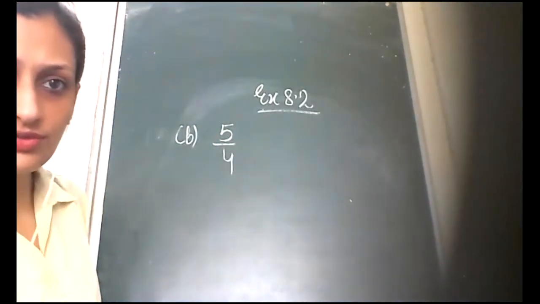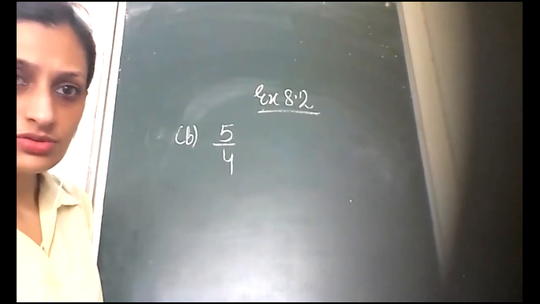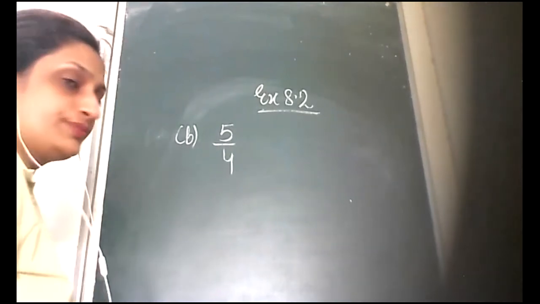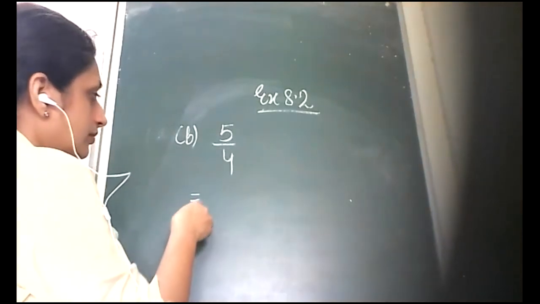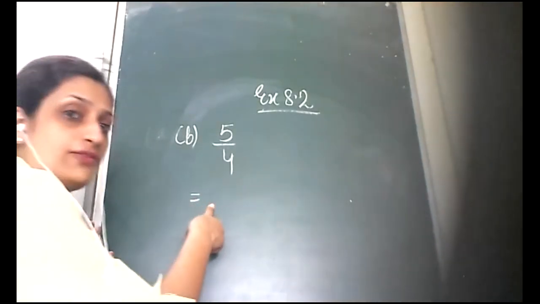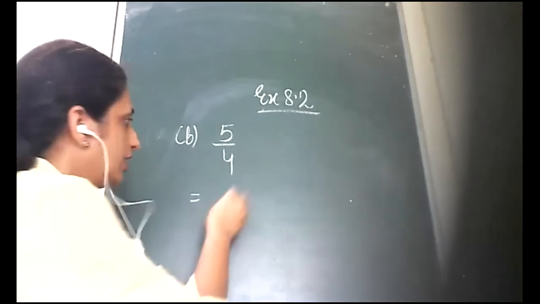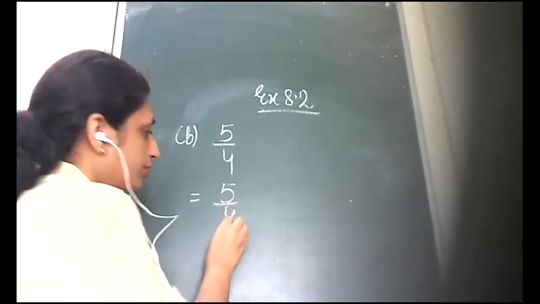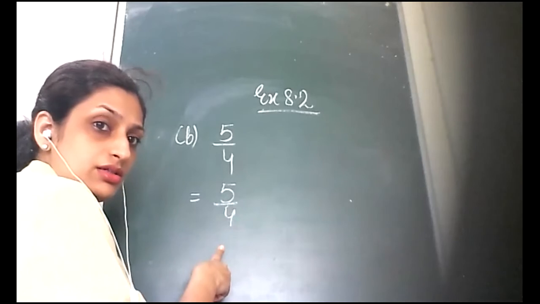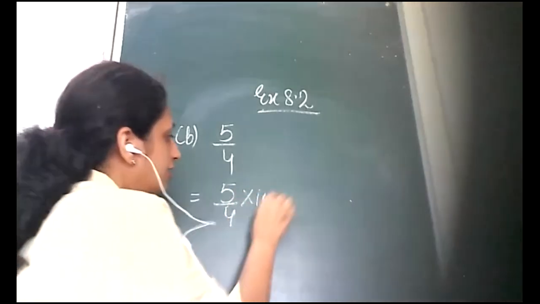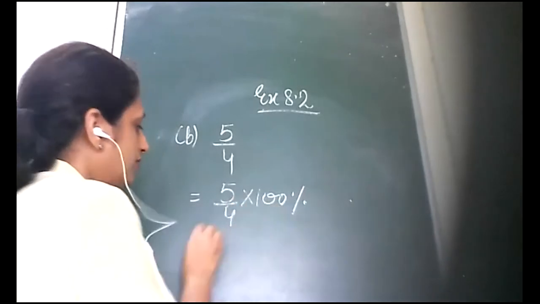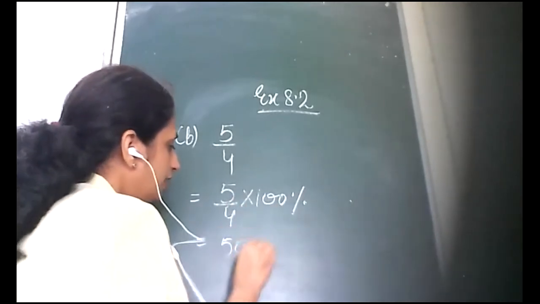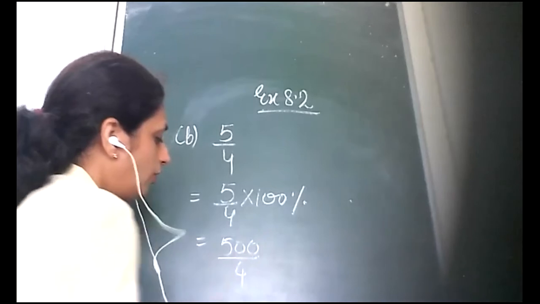Yes, Fiona, you have raised your hand. Ma'am, I can't understand the A part as well. Because you have to multiply it with 100%, beta. 5/4 is given there. I multiply 100%. So 5 100s are 500 upon 4.